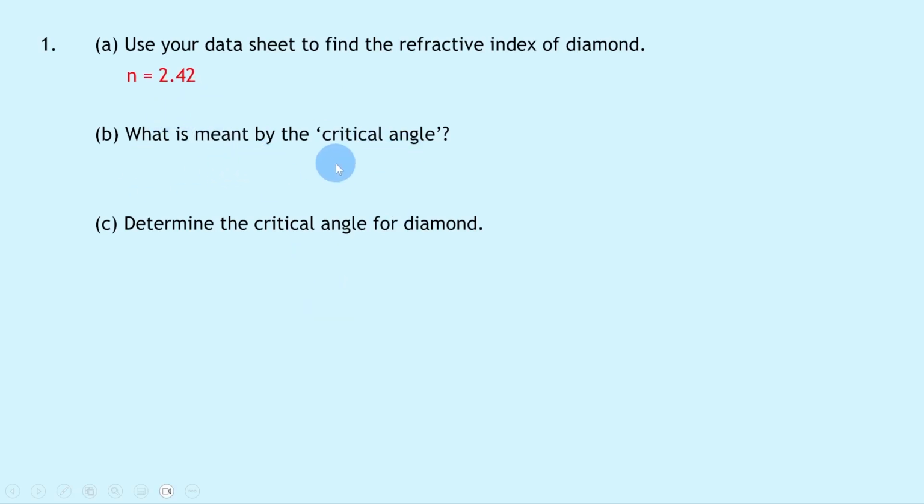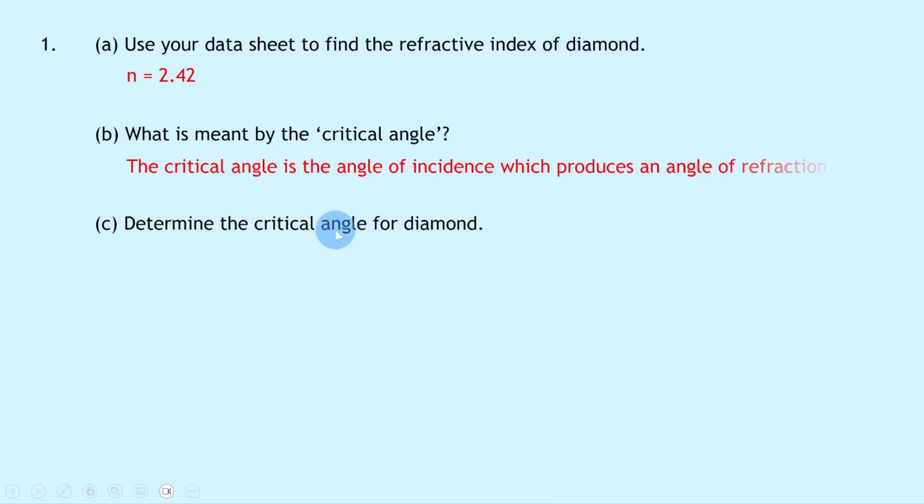Part B says what is meant by the critical angle. Well, remember from the theory video, we can say the critical angle is the angle of incidence which produces an angle of refraction of 90 degrees.